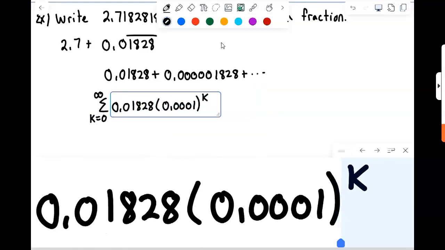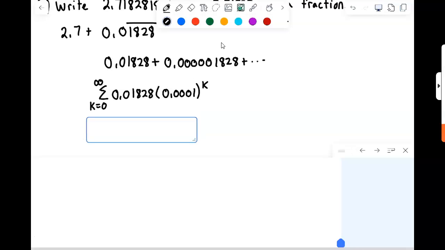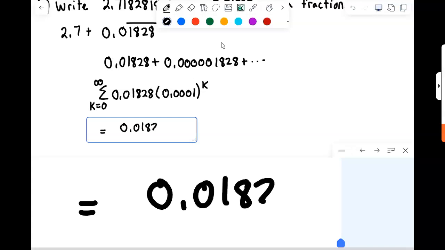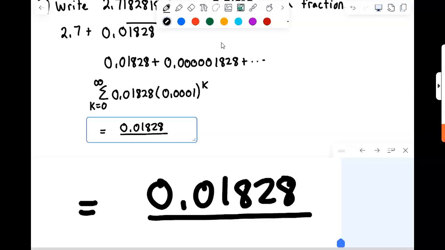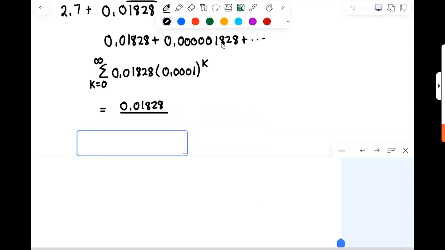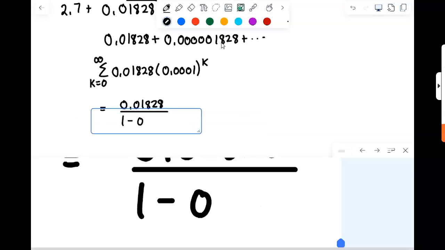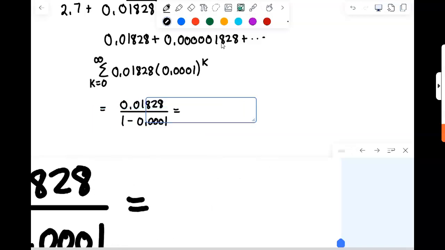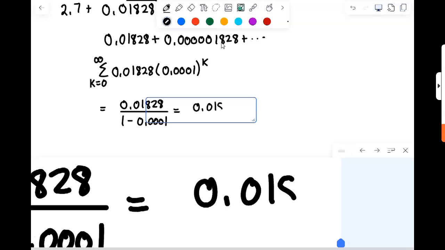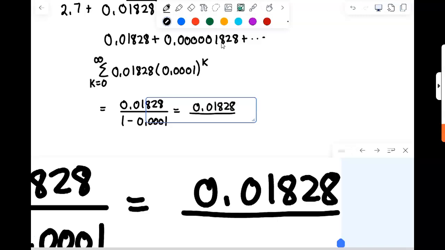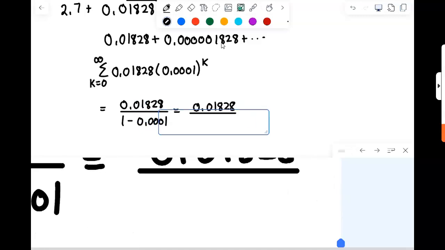So now that we've expressed it as a geometric series, we can compute what it converges to. That would be my numerator, 0.01828, divided by 1 minus 0.0001. So this works out to be 0.01828 on the top over 0.9999.